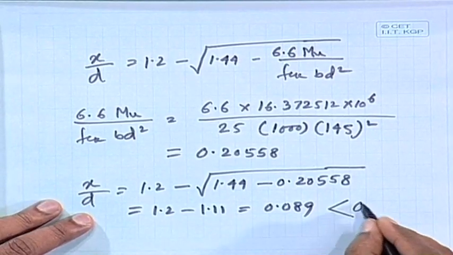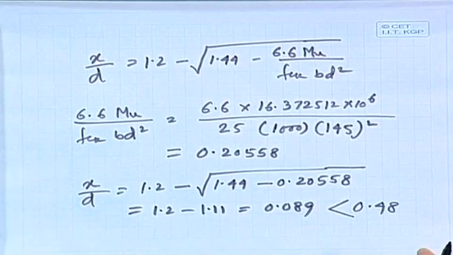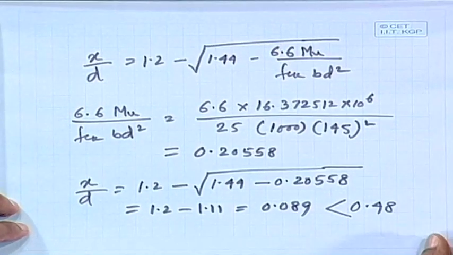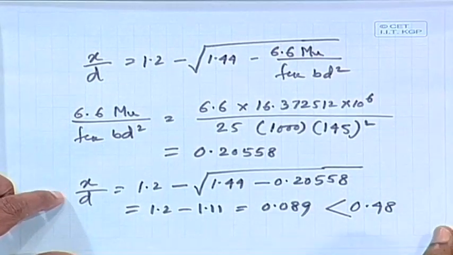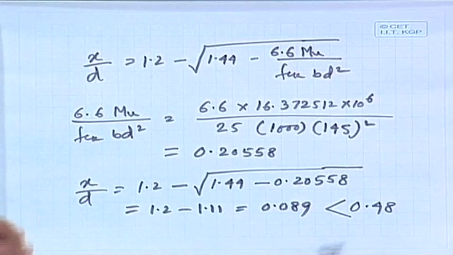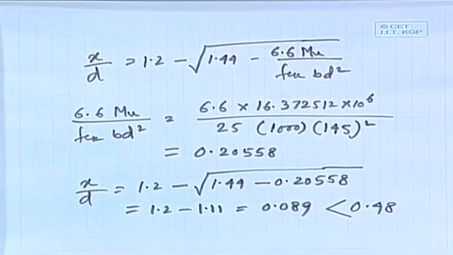So, this is obviously less than 0.48. So, we need not change any depth or anything. So, we can take this value of x by d. Now we can calculate the lever arm. Lever arm will be equal to d times (1 minus 0.416 x by d).